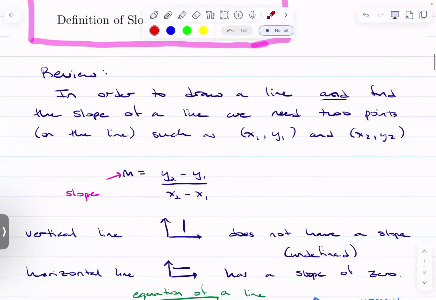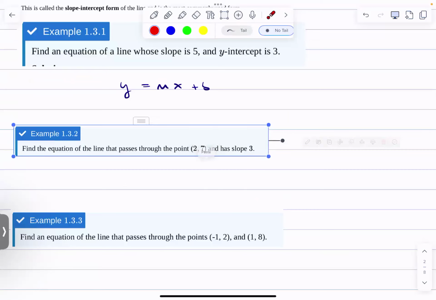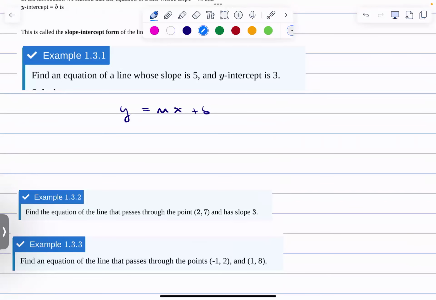Nice. So if we have the slope, we're told that the slope m is 5 and the y-intercept is 3, then b is equal to 3. That makes our job really easy. All we have to do is plug those in. It won't always be that easy, but we get y equals 5x plus 3.